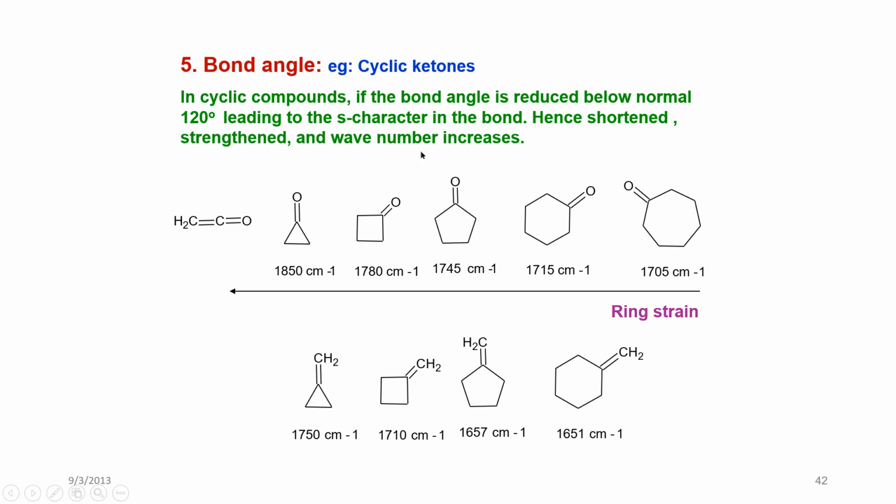In cyclic compounds, if the bond angle is reduced below normal, that is 120, leading to more S character in the bond, hence it is shortened and there is an increase in the wave number. So as the bond angle decreases, more strain is developed, hence more energy is required to excite the vibrational energy levels.